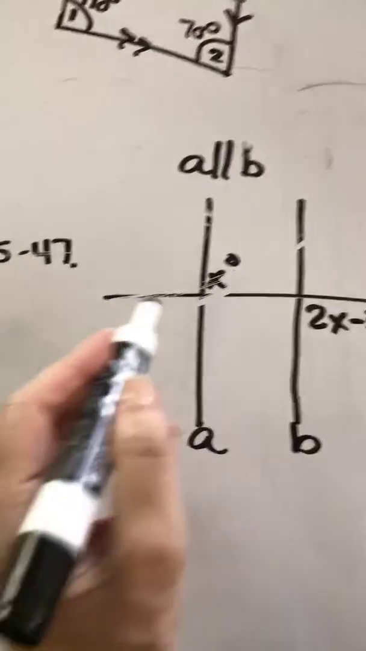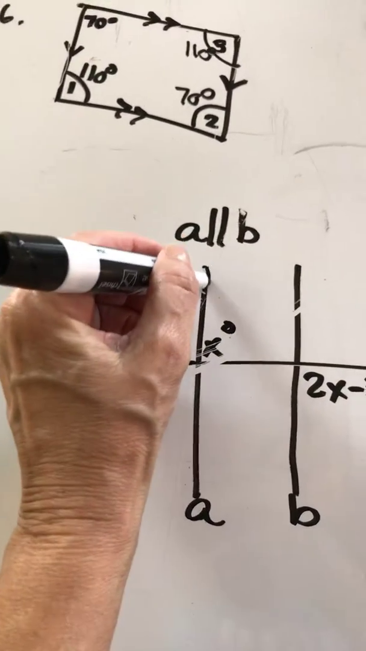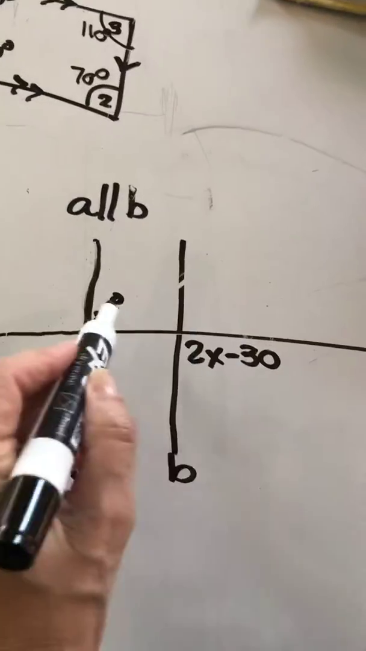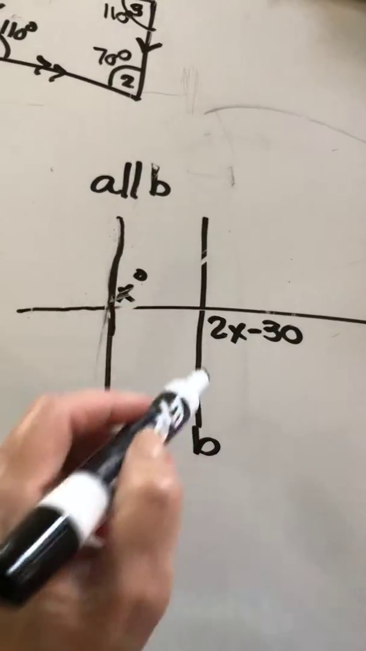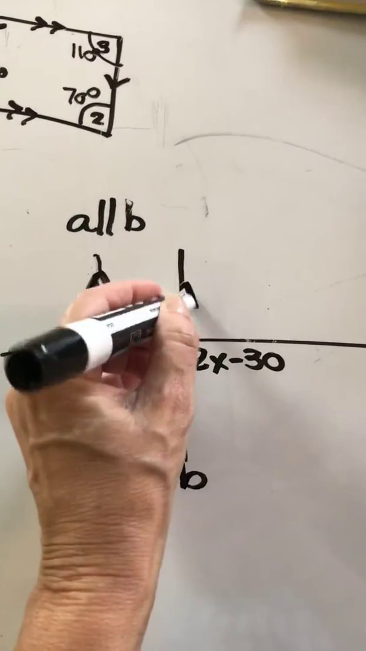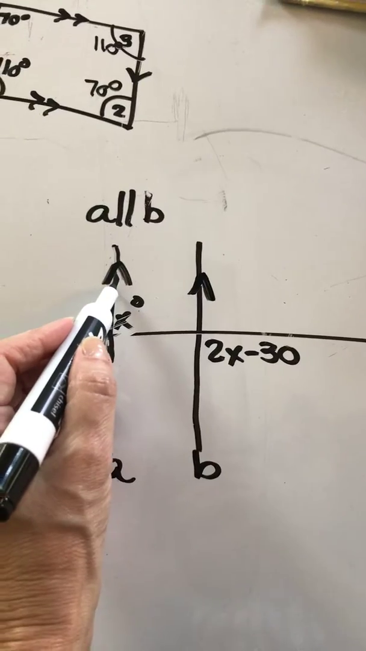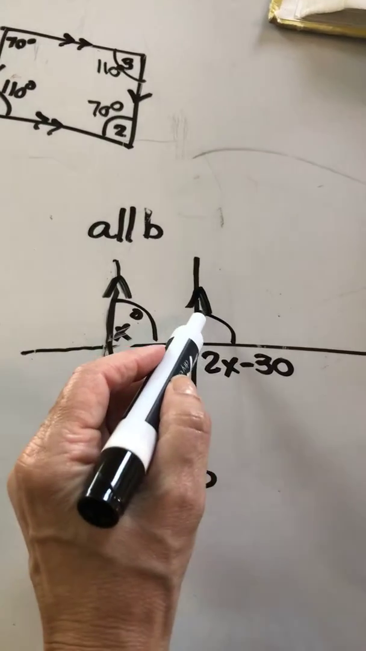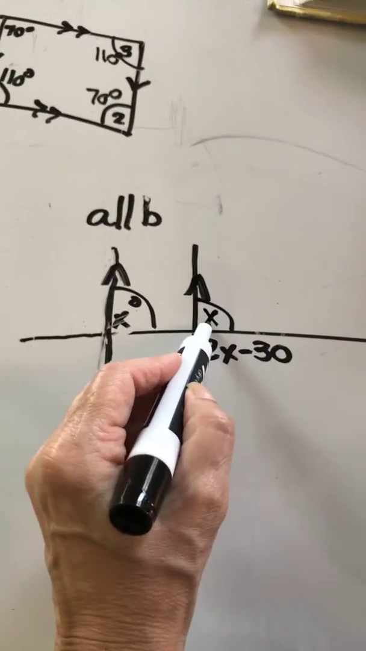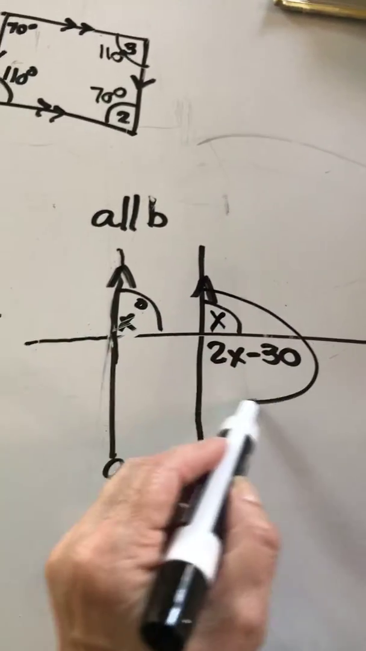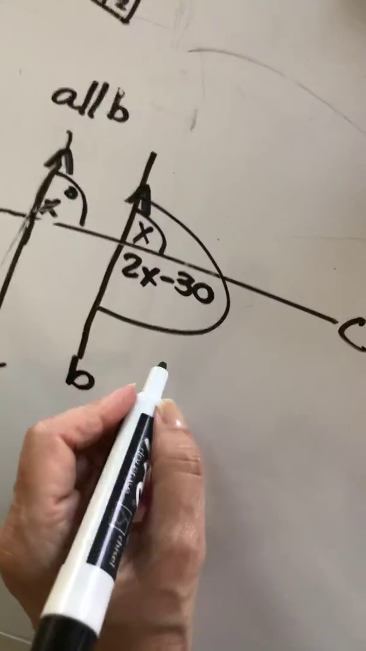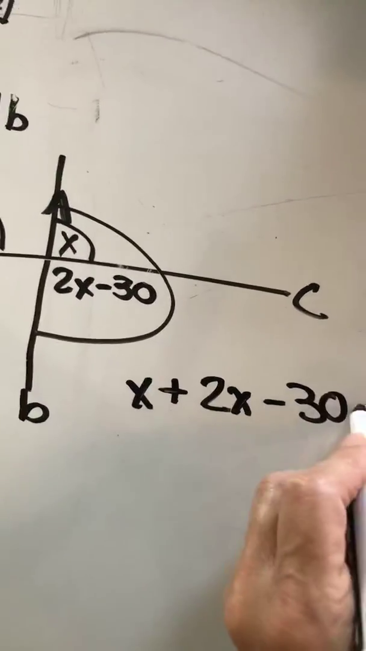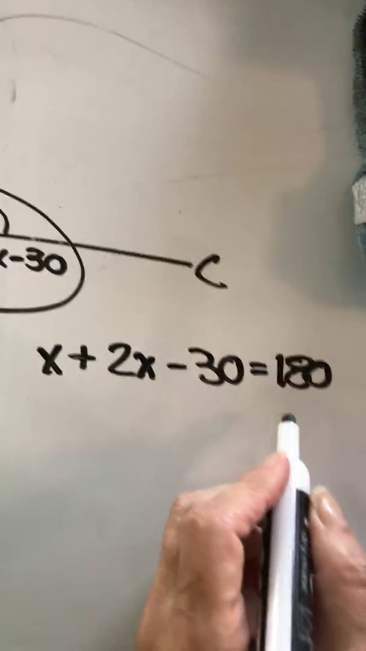45 says, write an equation relating these two angles, given that A is parallel to B. All right, so what would x equal? X would equal this angle because they're corresponding. All right, so this is also really x. How are these two related? They're supplementary. So for 45, the equation I could write is x plus 2x minus 30 equals 180.